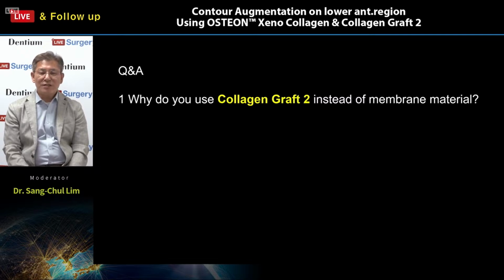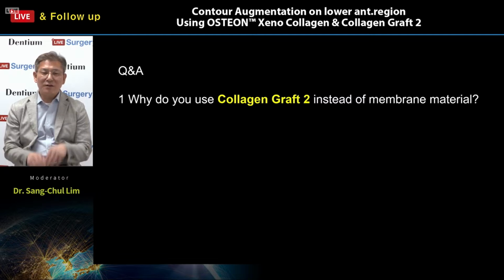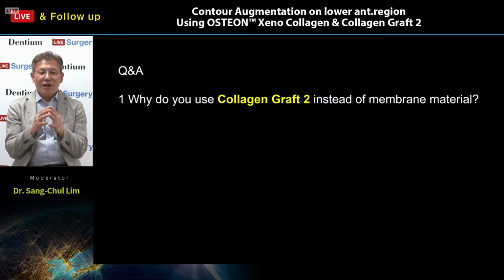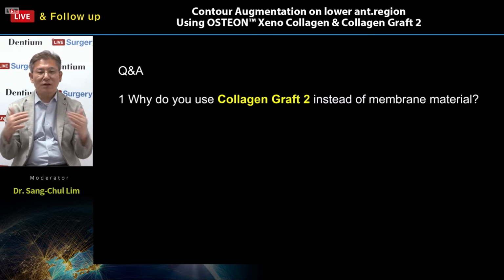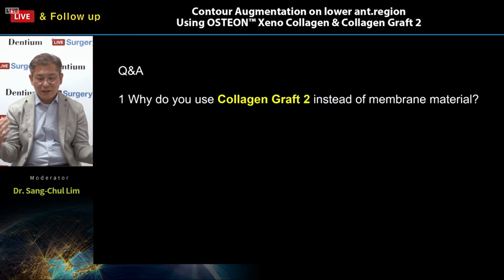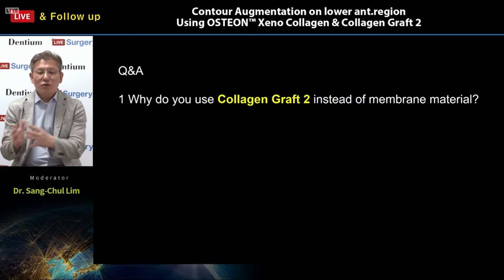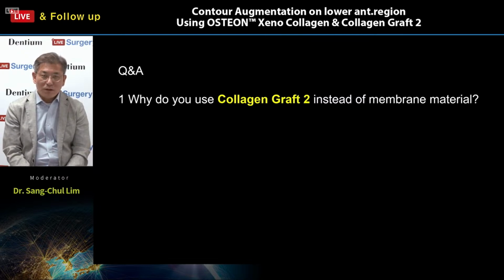Basically, collagen graft 2 is a collagen matrix, right? So the usage and material are a little bit different between the membrane and collagen graft 2. The membrane is optimized for protecting the underlying bone grafting area, right? Even though it is semi-permeable, this membrane works as a barrier, protecting the underlying bone grafting materials until these graft materials change into newly forming bone, right?